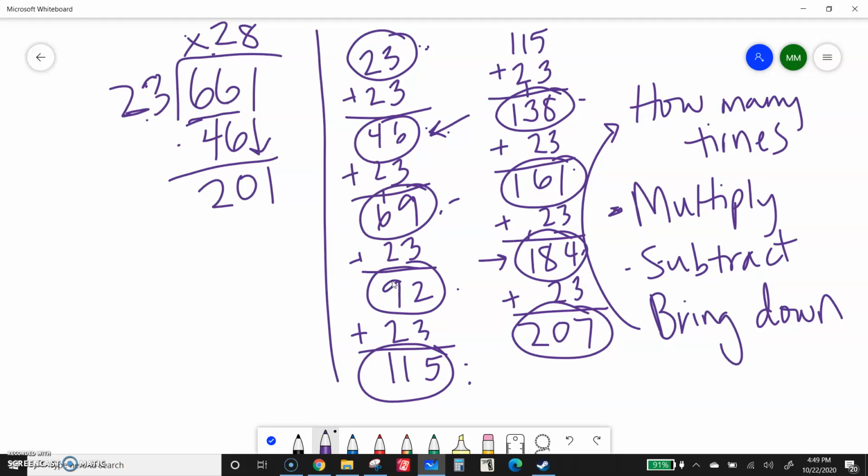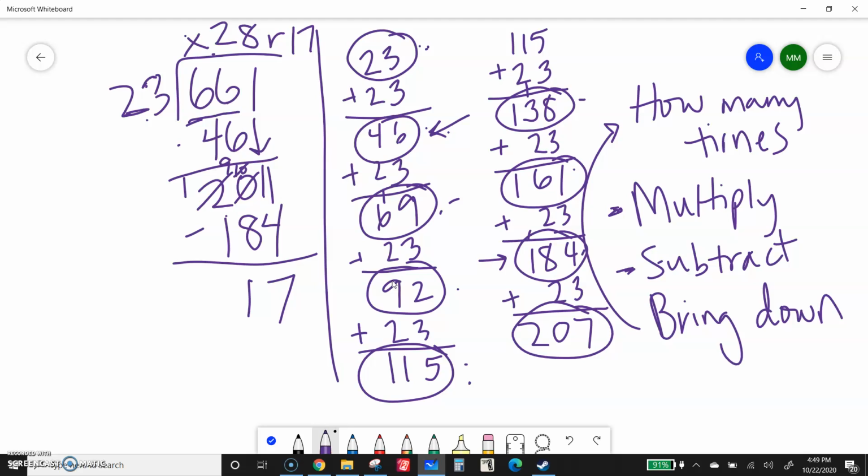Now I multiply. 8 times 23 is 184. Subtract. 1 minus 4 I cannot do, so I need to go over here and borrow from the 1. I'll give it to the 0 to make 10, but then I have to borrow from it again to make 9. Then I get 11 minus 4 is 7. 9 minus 8 is 1. So 17 is my remainder on my 28.